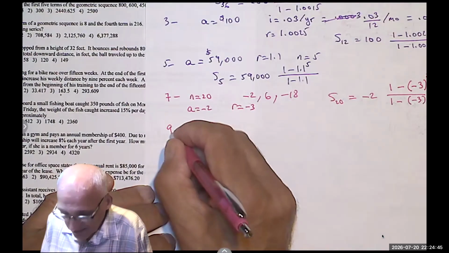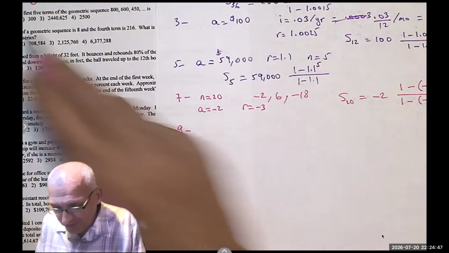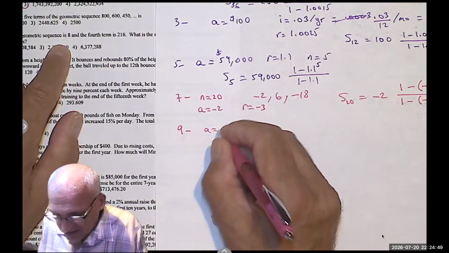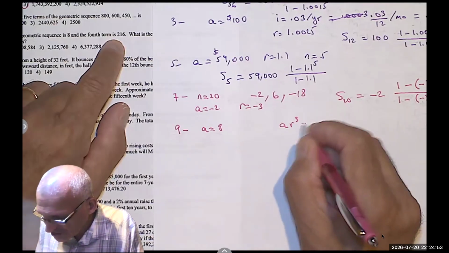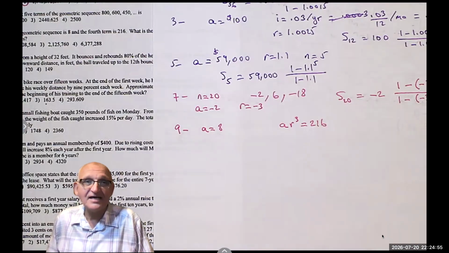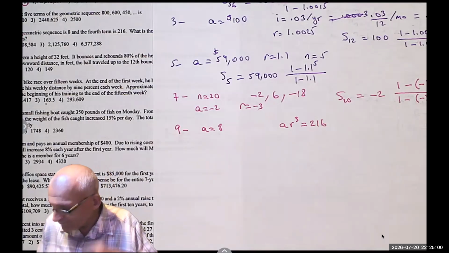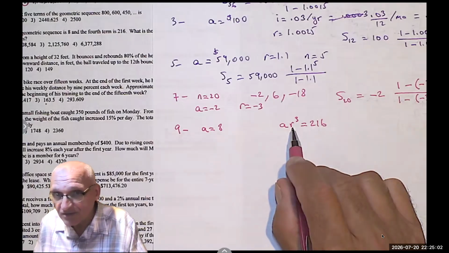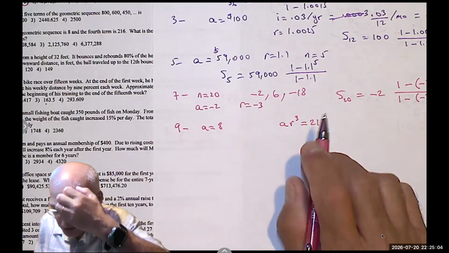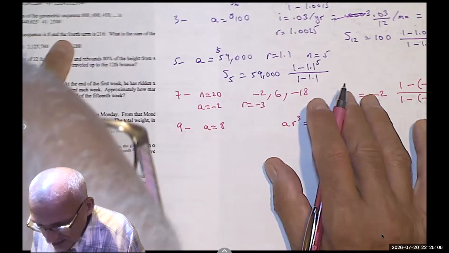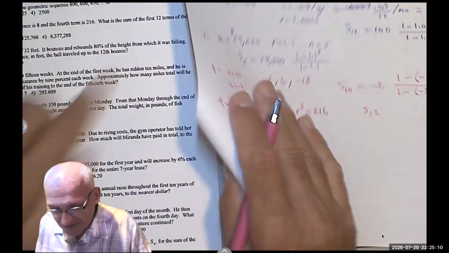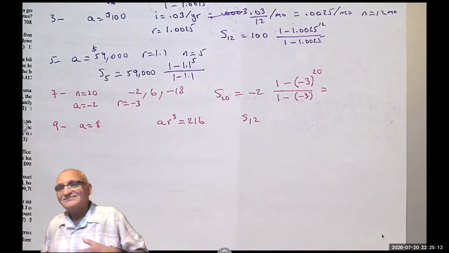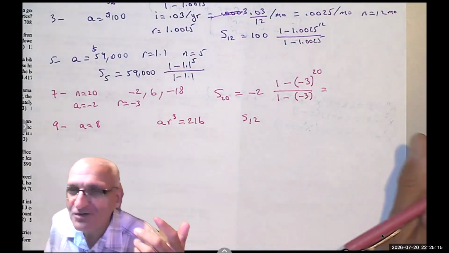Number 9. The first term of a geometric sequence is 8, so A is 8. And the fourth term, AR cubed, is 216. Do you see that? It's the fourth, so R to the n minus 1. What is the sum of the first 12 terms of this series? As if we don't know how to do it, right?